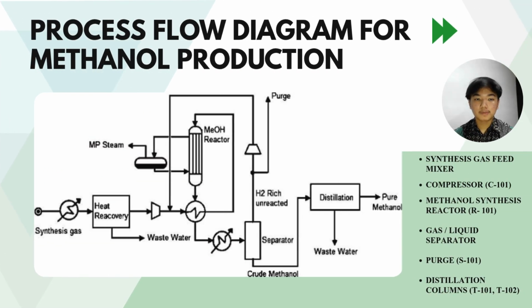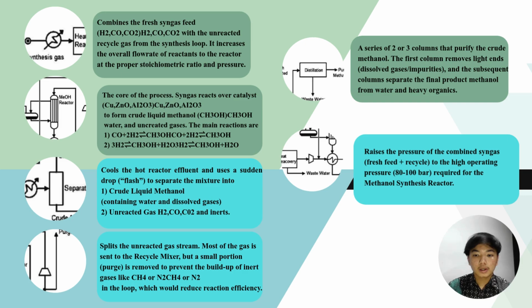So this is the process flow diagram for methanol production. For the functions in the process flow diagram, first we have the synthesis gas, which combines the fresh syngas feed like H2 or CO with the unreacted recycled gas from the synthesis loop. Second, we have the methanol synthesis reactor, the core of the process. Syngas reacts over a catalyst like copper to form crude liquid methanol, water, and unreacted gas.